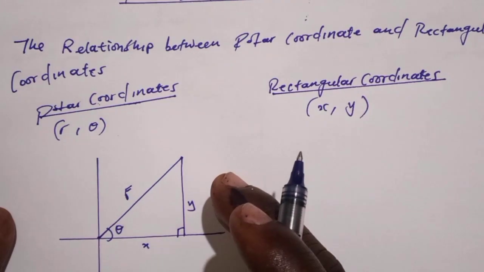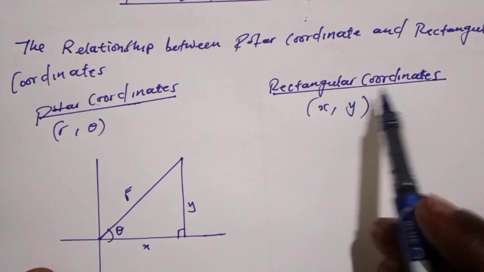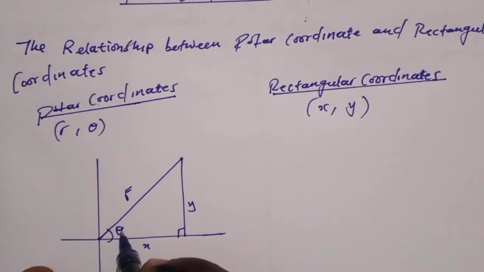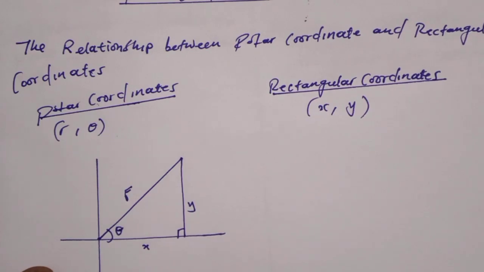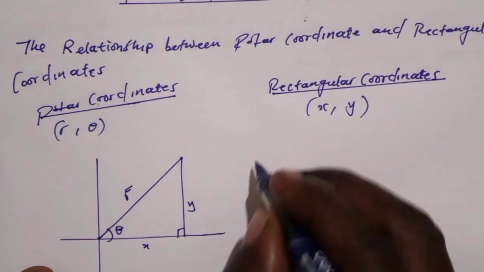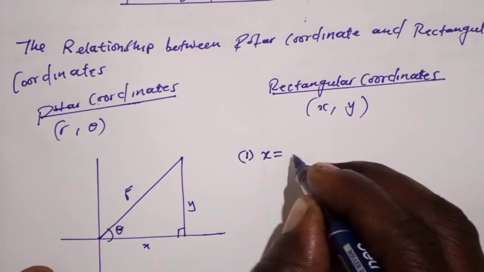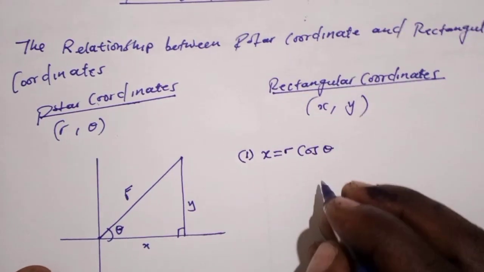And we have the diagram which explains the polar coordinate and the rectangular coordinate. Polar coordinate is represented by theta and r. For rectangular, it is represented by x and y. This is the x-y plane. Then we all know that in vectors, the x component is represented by r cos theta.